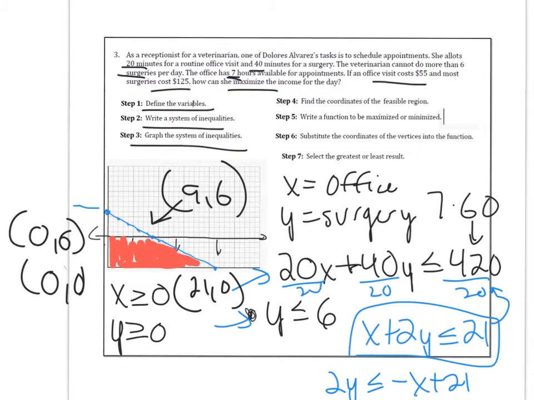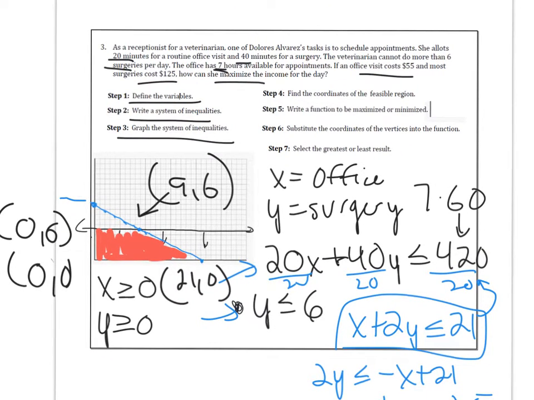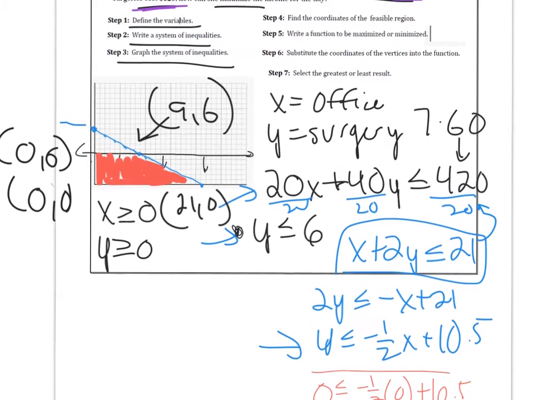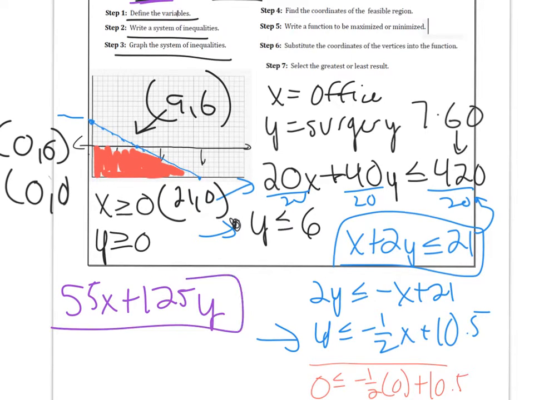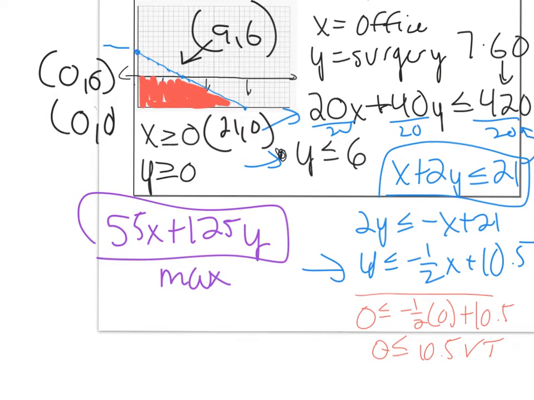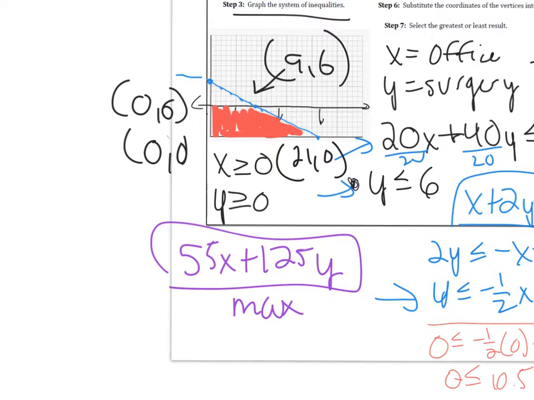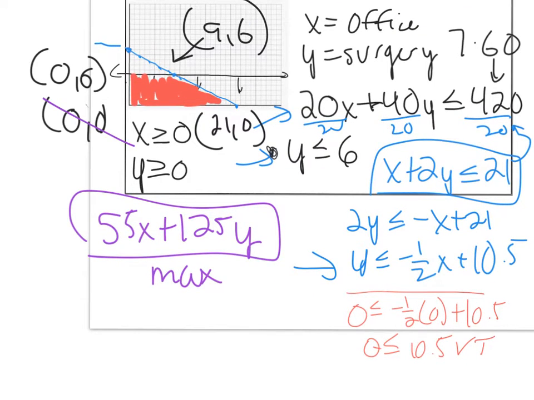Now it's time to look at my function. The one thing I haven't really talked about at all in this entire problem is the costs. Office visits are 55, surgeries are 125, and I'm trying to maximize the income. So I'm looking at 55x plus 125y. And that's what I'm trying to maximize. I'm trying to make the most money I can throughout the day. So let's start plugging in these points and seeing what I get. I can already probably eliminate 0, 0 because that means I haven't done anything all day.